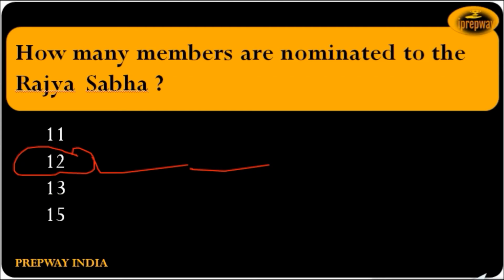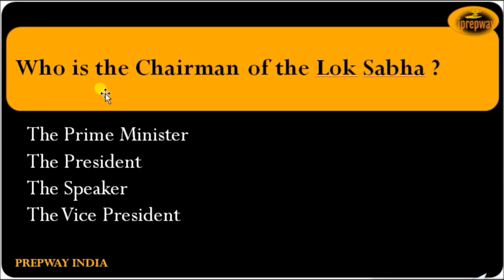Now the next question is: who is the chairman of the Lok Sabha? The first option is the Prime Minister, the second option is the President, the third option is the Speaker, and the fourth option is the Vice President. So which one is correct? Please choose one. The chairman of the Lok Sabha is the Speaker of the Lok Sabha. So this is the right answer.